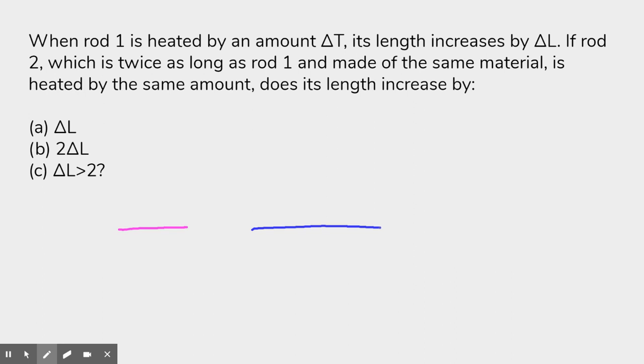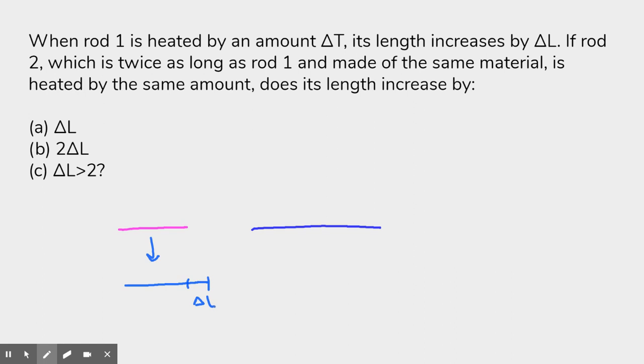So we know that when rod 1 is heated by some amount, it's going to increase in length by some amount delta L. We don't really know what that is. So I'm going to represent that with a brand new one. So this, after it's heated, is going to become a little bit longer. So here, this part can be my delta L.